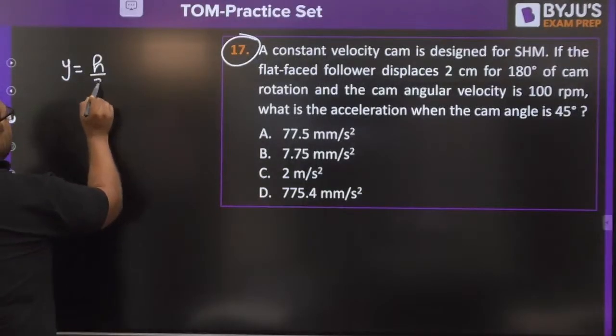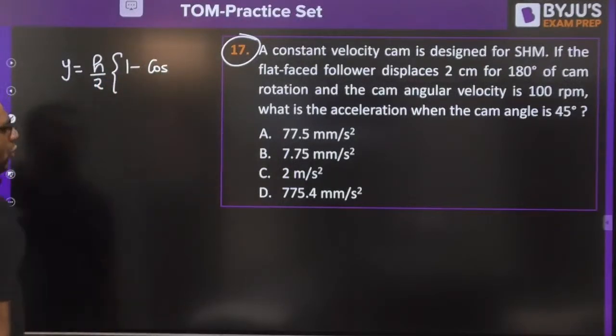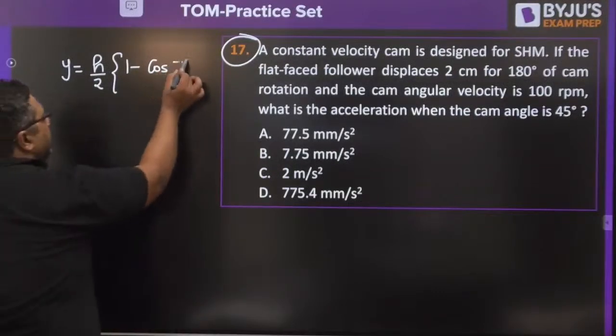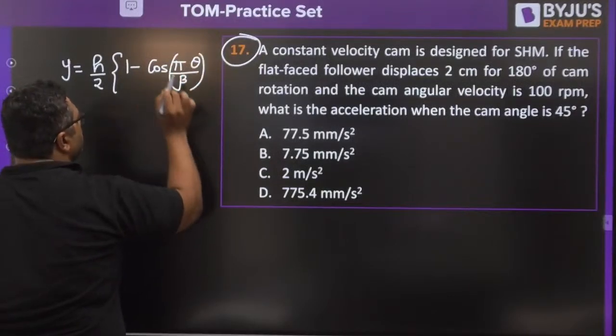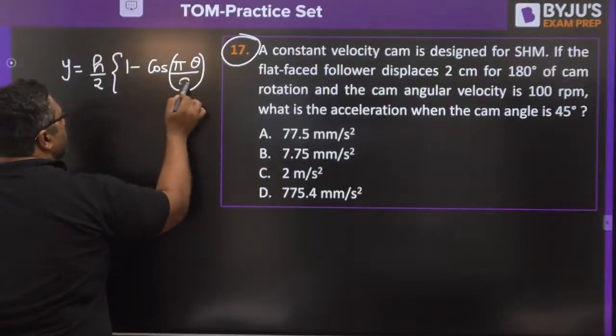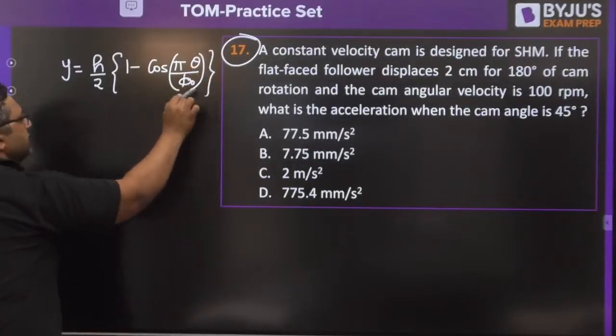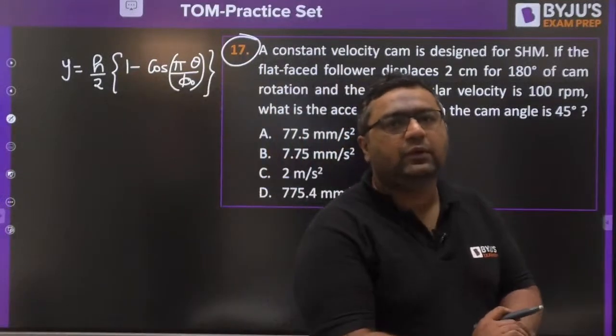It is h by 2 into 1 minus cos pi theta by phi naught. This was what we have derived, guys. For SHM, this is what we have derived as y.